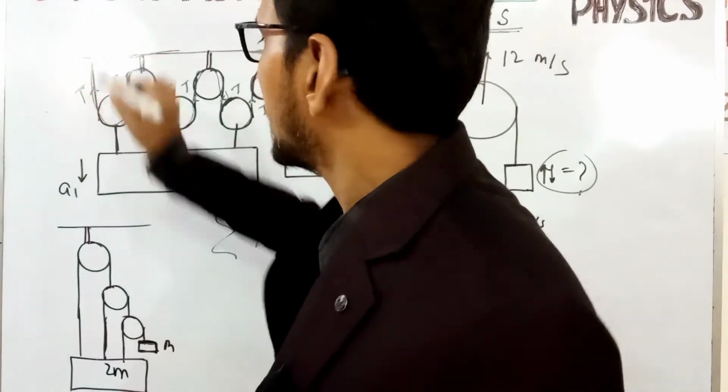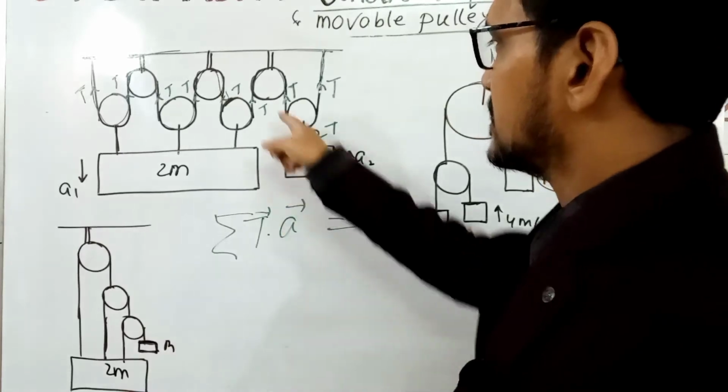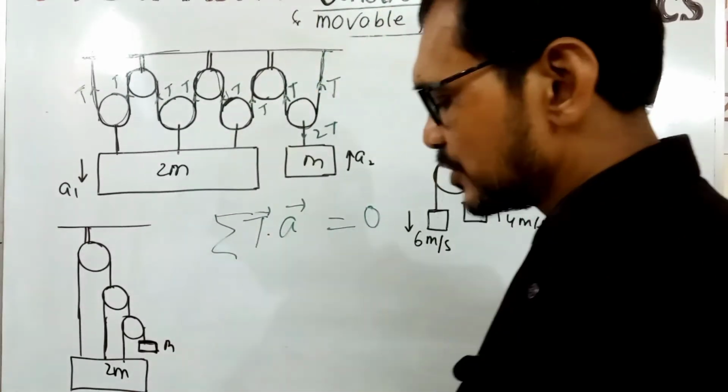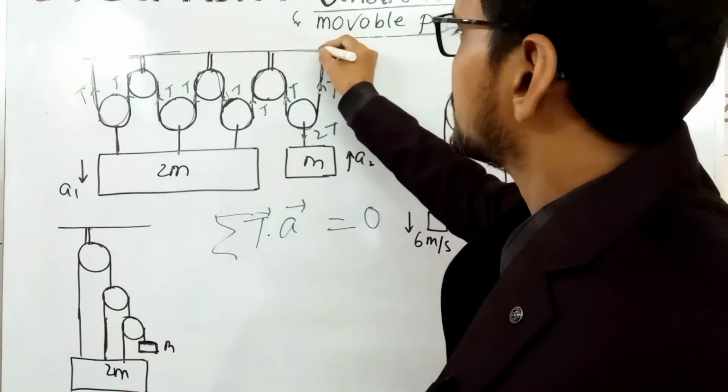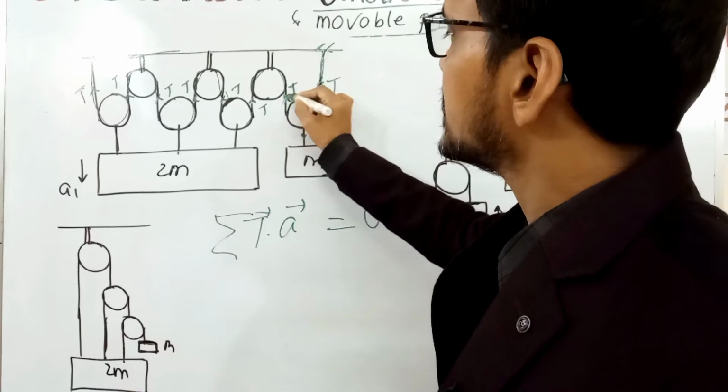I have told that the tension of this string will be towards the fixed pulley. Tension will always be towards the fixed pulley or fixed point. So this is fixed, so tension will be in this direction. This is the fixed pulley, so tension will be in this direction.